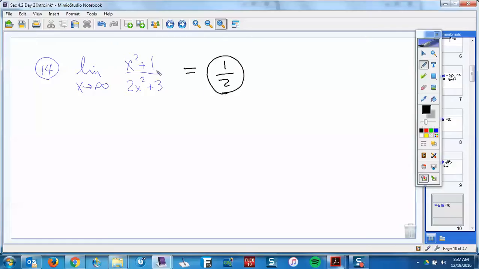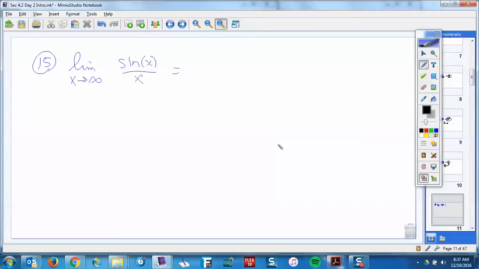1/2. Again, the 1 doesn't really matter. The 3 doesn't really matter. This is x squared over 2x squared. X squareds cancel. 1/2. Okay? Again, that's a horizontal asymptote, if you were to graph that function. Okay, 15.